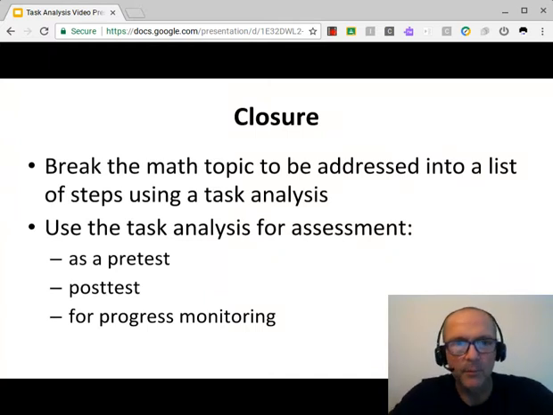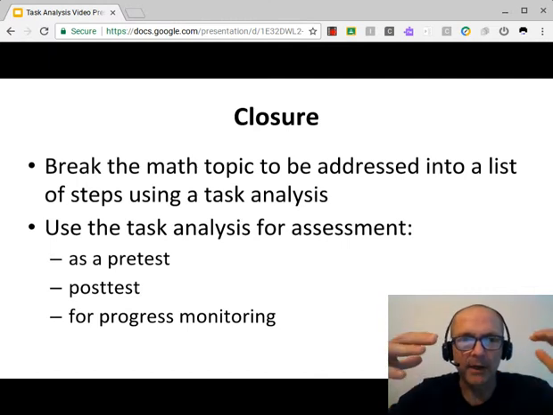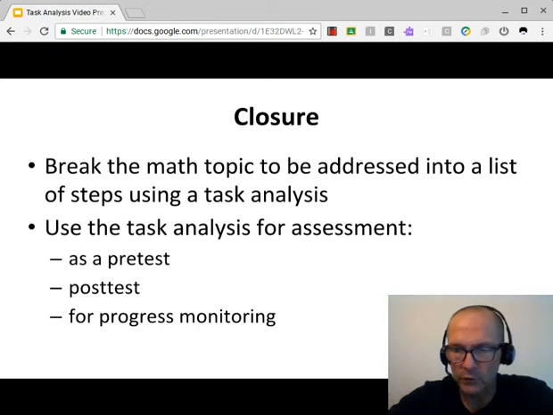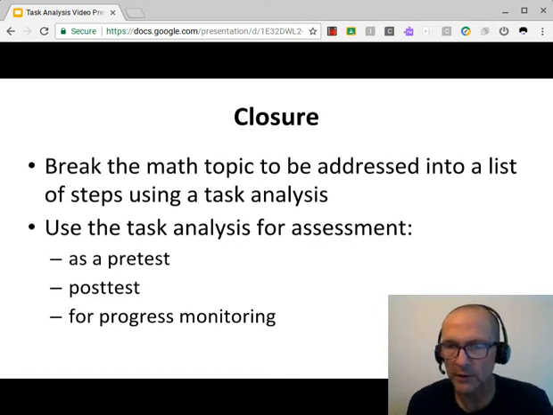So let's wrap this up. The idea here is to take a math topic and to break it down into a list of steps, and you use that task analysis approach to do so. And then you'll use that for your pre-test with your student next week or in the next couple weeks. And this would also be one that you would use for a post-test, and you could also use it for progress monitoring.